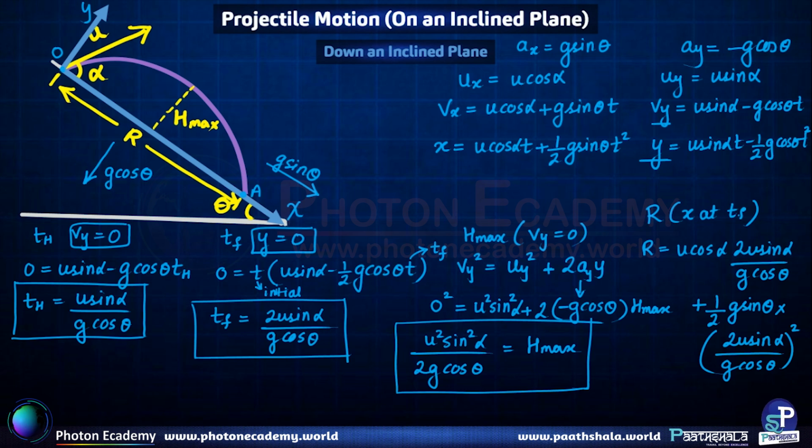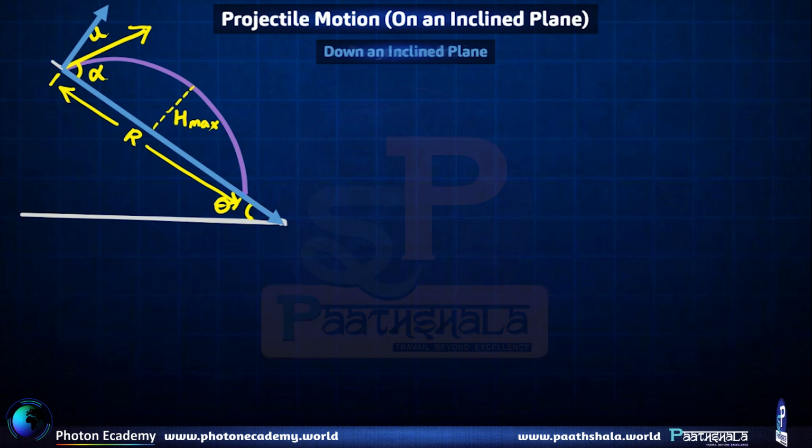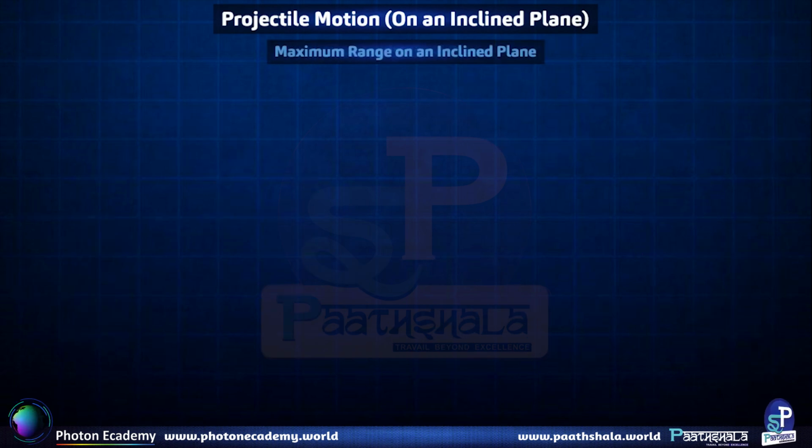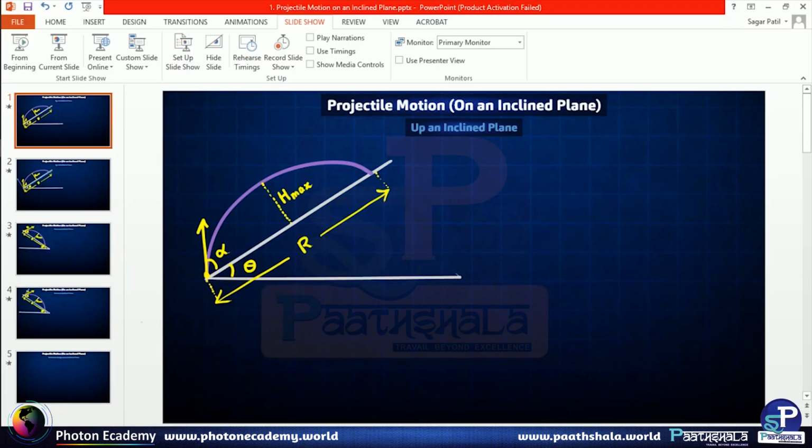Now one may also remark, as the range was maximum for ground to ground projectile motion when the angle of projection was 45 degree. So what would be the maximum range for a particle on an inclined plane?